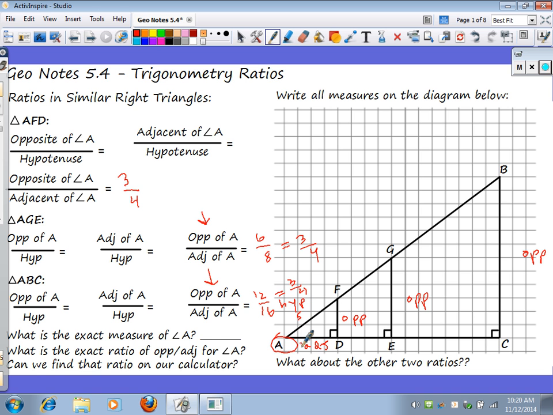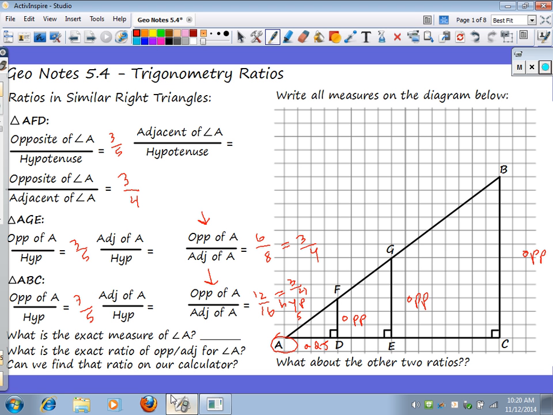Just on a side note though, what would my opposite side over my hypotenuse be as a fraction? If I did my opposite side, it was how much? 3. And what was my hypotenuse? 5. 3 over 5. Guess what this opposite over hypotenuse would reduce to? 3 over 5. They would reduce to the same ratios.